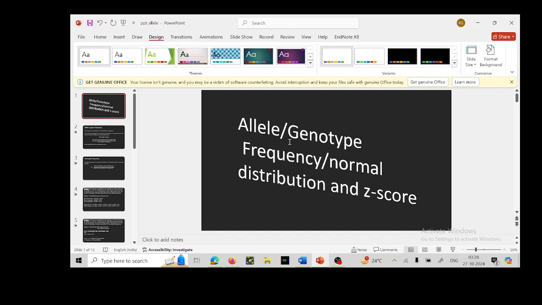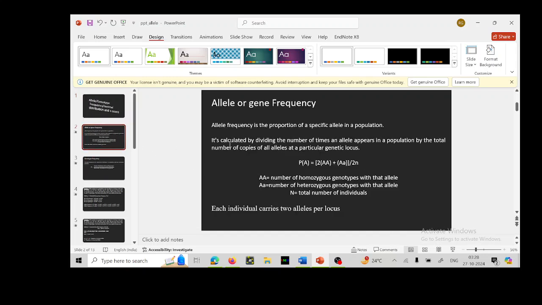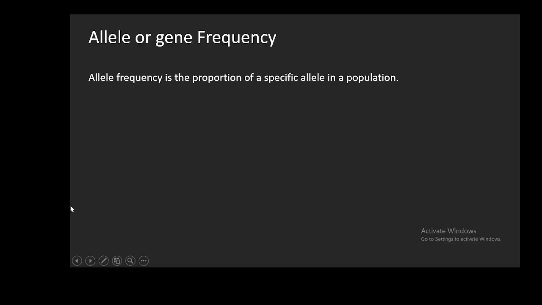And today we are going to cover the topic of allele and genotype frequencies, normal distribution, which is also known as Gaussian distribution or the bell curve, and the z-score. So first of all, we are going to understand about the allele frequency. So what is the allele frequency?